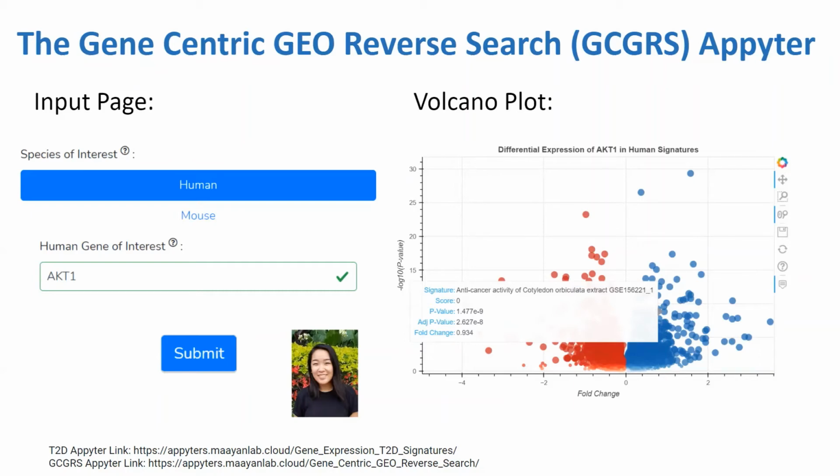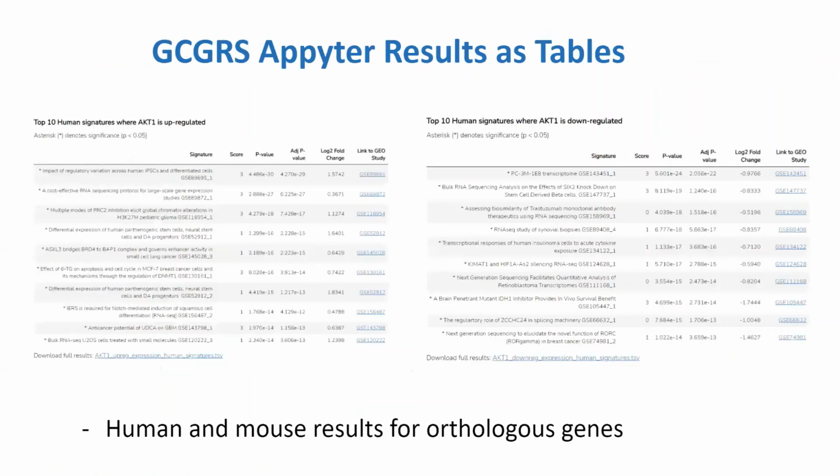Hovering over each point also allows you to see information on that signature, including the name of the study it came from, the score, p-value, adjusted p-value, and fold change. The results are also tabulated for signatures where the gene is up or down regulated. The table contains the information found when hovering over the points in the volcano plot, as well as a link to the original GEO study. Full results from these tables are also available for download as CSV files. Additionally, if the gene is orthologous between human and mouse, then the corresponding information will be shown for the other species as well.